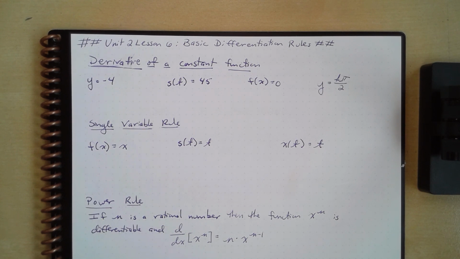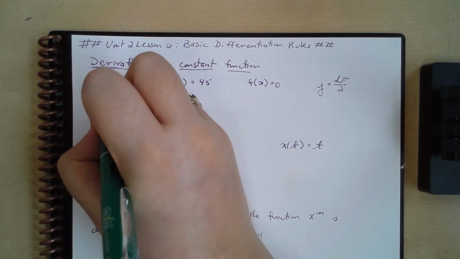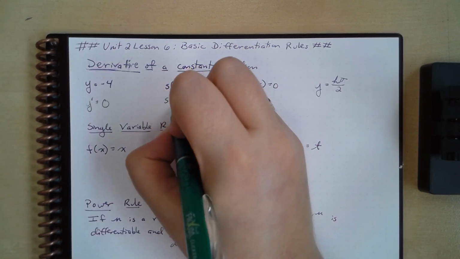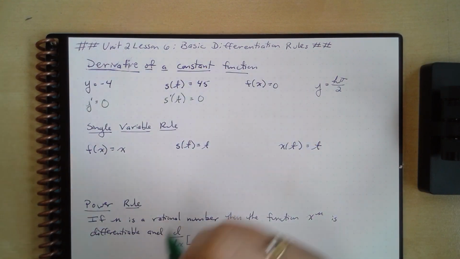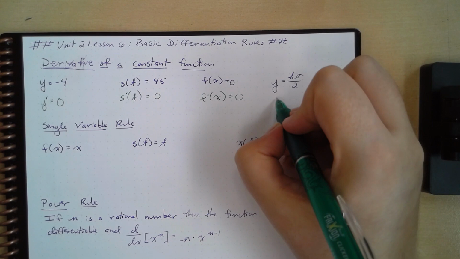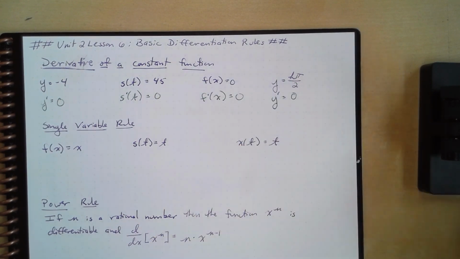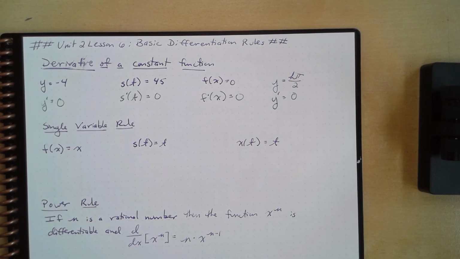And the first one that we're going to start with is the derivative of a constant function. This is literally the easiest one that we're going to do. The derivative of a constant function is 0. That's it. So y prime of -4 is just 0. s prime of t of 45 is 0. f prime of x of 0 is 0. And y prime of kπ/2 is just 0. That's it. That's the easiest one you're ever going to have.